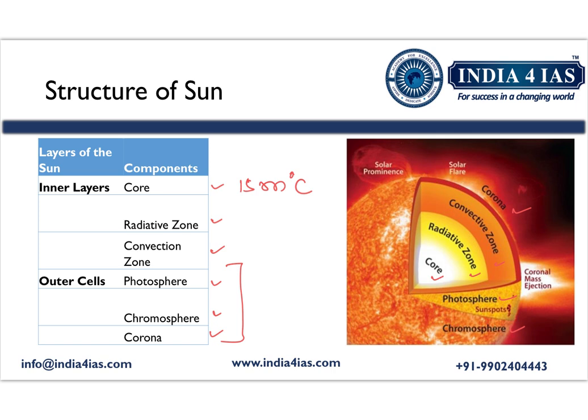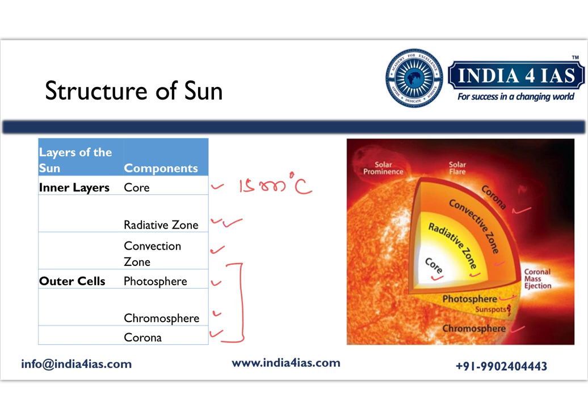The extraordinary temperature and density at the core support the nuclear reactions. So this also contributes to the elemental diversity. Then we have a radiative zone. The function of the radiative zone is to transfer the radiations from the core to the outer layers of the sun. So that's why it got the name radiative zone.